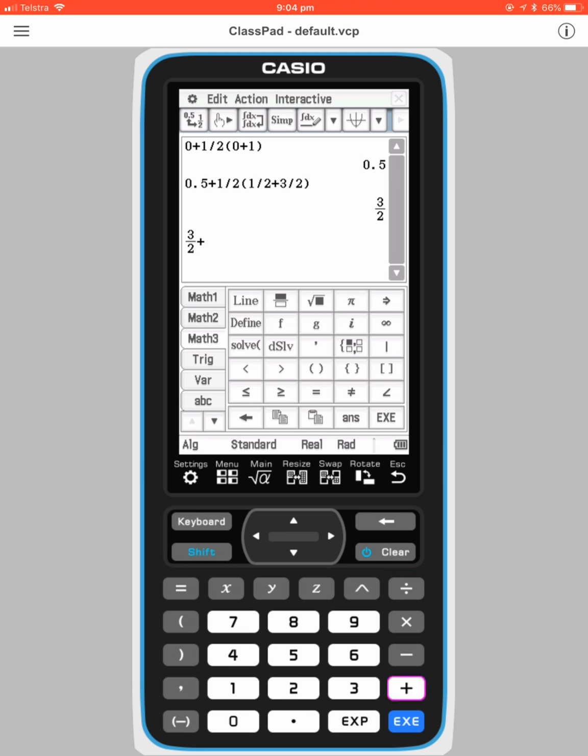My next value is plus 1/2, and then times 3 on 2, my last y value. My new x value is going to be 2, because 1.5 plus 1/2 is 2. So that gives me 13 on 4.